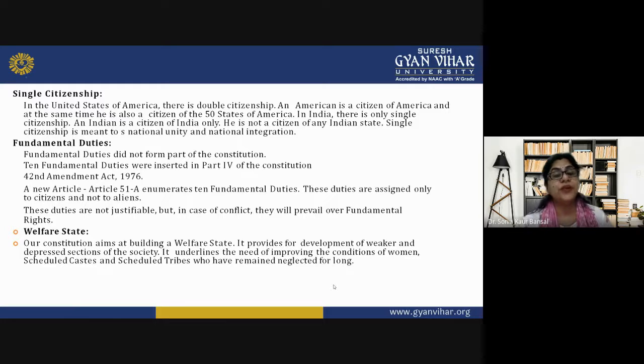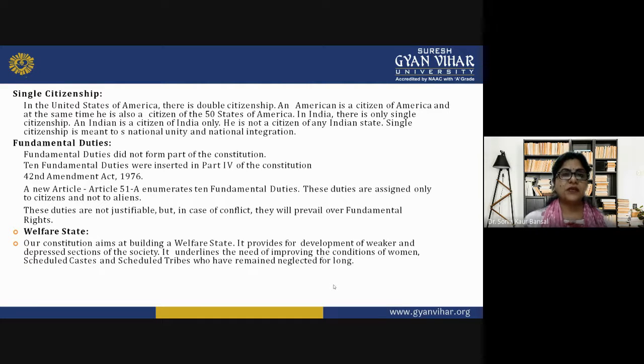Then fundamental duties. Fundamental duties did not originally form part of the Constitution. Ten fundamental duties were inserted in Part 4A of the Constitution by the 42nd Amendment Act in 1976. A new Article 51A enumerates 10 fundamental duties. These duties are assigned only to citizens and not to aliens or foreigners. These duties are not justiciable, but in case of conflict, they will prevail over fundamental rights also.